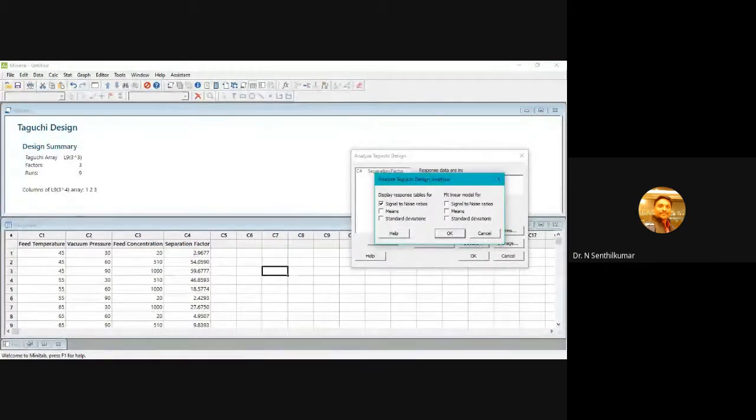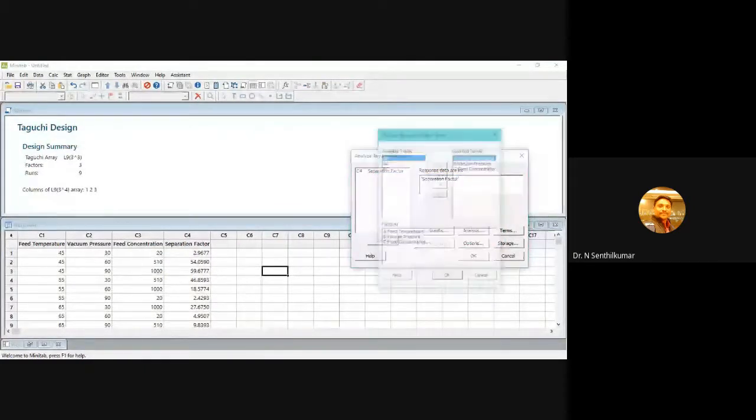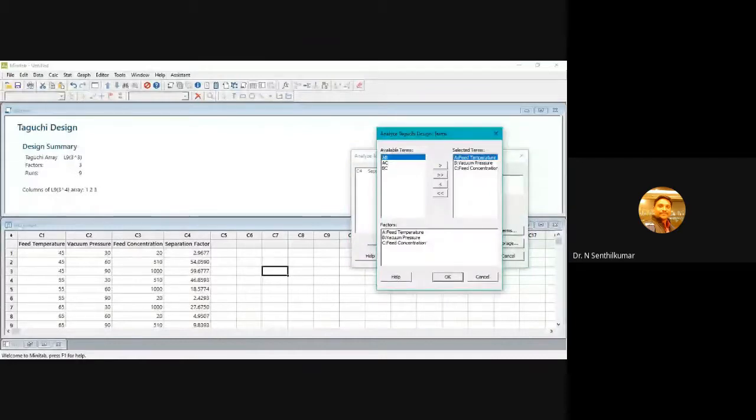Okay. Then Terms. Whether I am going to consider only the main effects or interaction effects. The selected items you can see on the highlighted side: A, B and C. Those are the selected parameters without interaction. On the other side, left side, you can see AB, AC, BC. These are all interaction effects. I am not going to select these. I am going to select only the available factors alone.